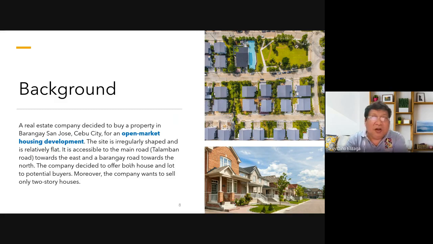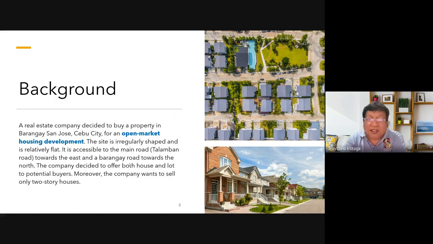So this means if it's an open market housing development, we do not need to bother ourselves with economizing, okay, going for the minimum, going for the most efficient, because people have the tendency, the capacity, at least to pay for whatever you will provide them. Okay, so we're talking about a sky is the limit sort of budget. The site is irregularly shaped and is relatively flat. It is accessible to the main road, Talamban Road, towards the east and a barangay road towards the north.